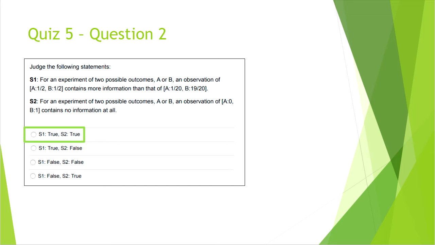The first question I will discuss is Quiz 5 Question 2. For this question, both statements are true. In statement 1, the first observation shows A and B having an equal probability, whereas the second observation shows that A only has a 5% chance of occurring, whilst B has a 95% chance. When comparing these two observations, we can see that the first observation contains more information since the entropy or uncertainty of the outcome is greater.